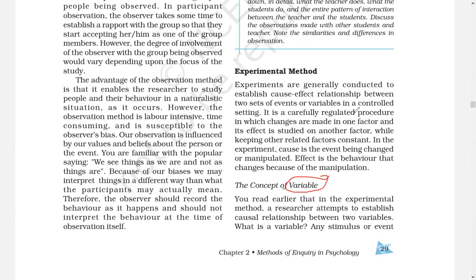What is studied in the experimental method is the effect of one on another. This is a key point in experimental method. That is, what is the cause of the behavior and how did the behavior get affected. This is the key point in experimental method, that it is understood between two sets of events or variables.